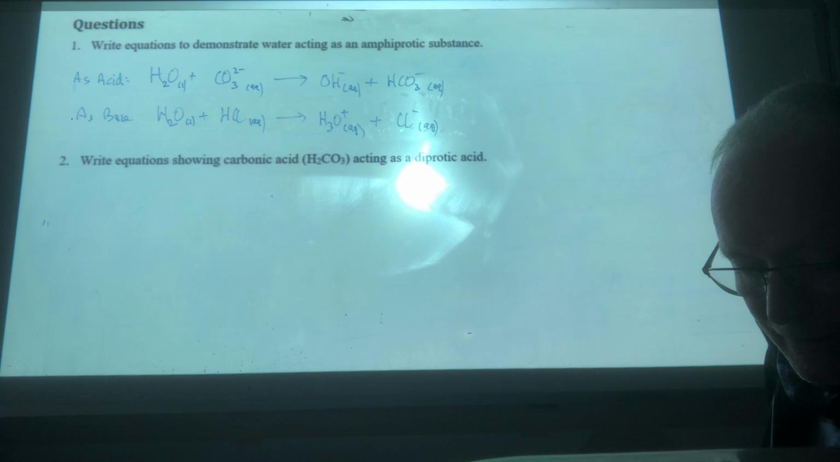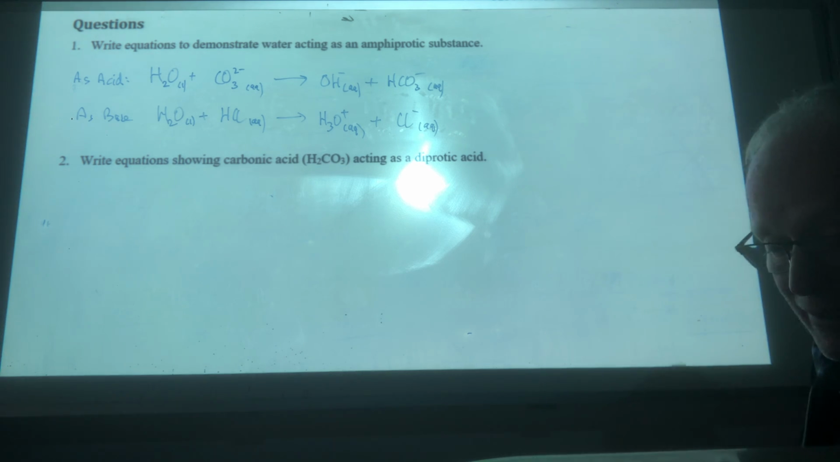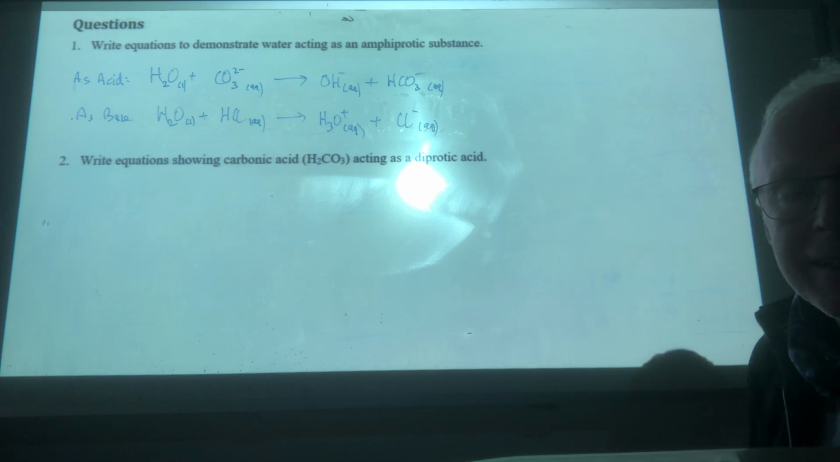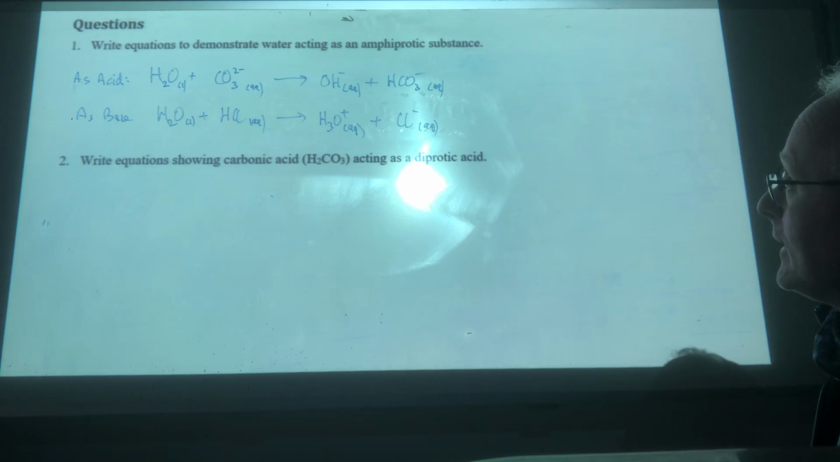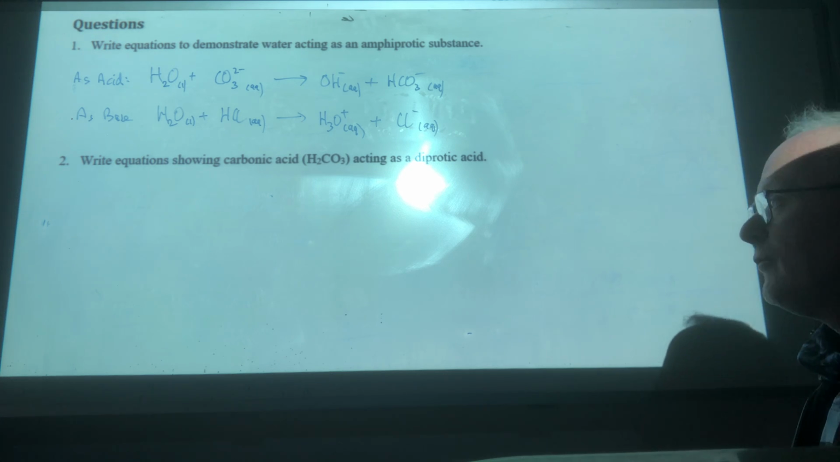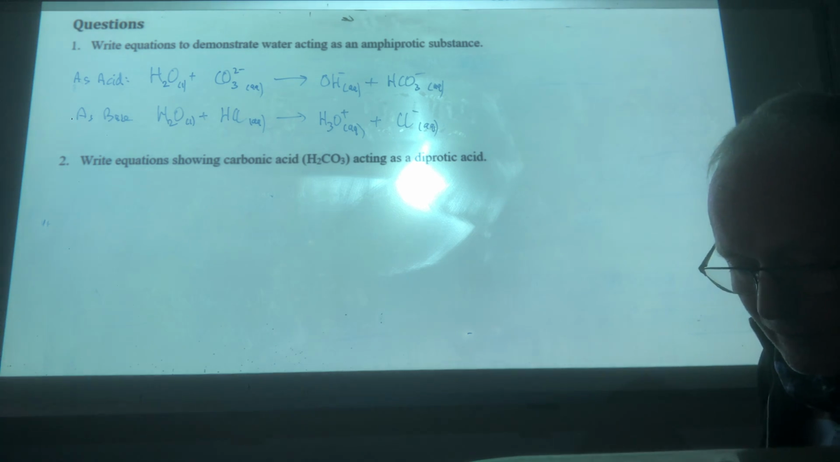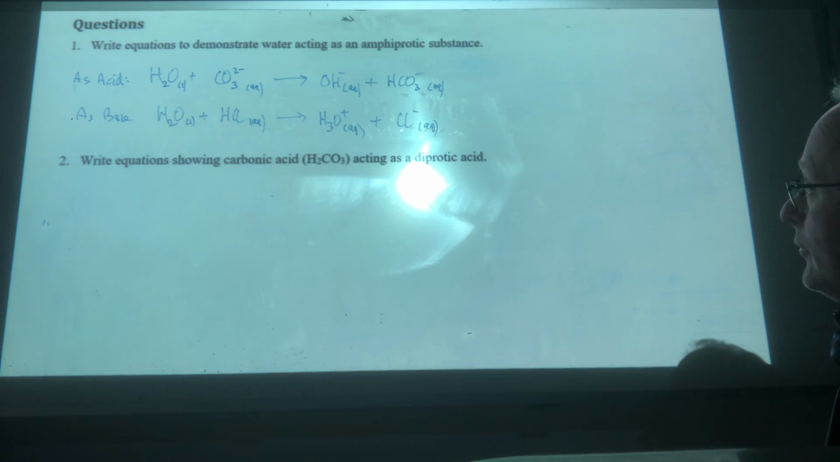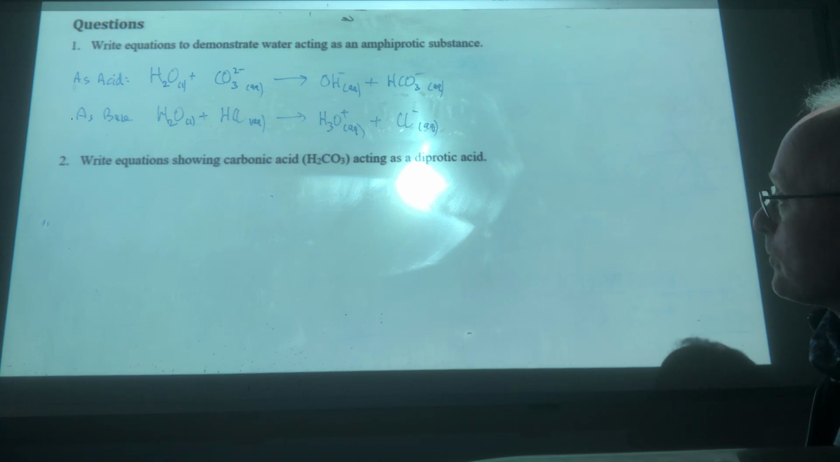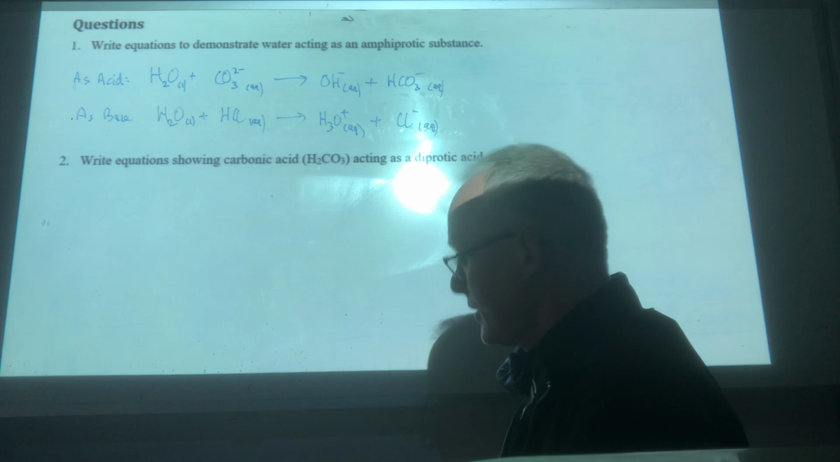Carbonic acid acting as a diprotic acid. That means carbonic acid losing 2 protons. Equations, well, we can write this as 2 separate equations, but I'm feeling a bit lazy, so I'm just going to write it as one equation. So one equation in which it's going to lose both of those H's.